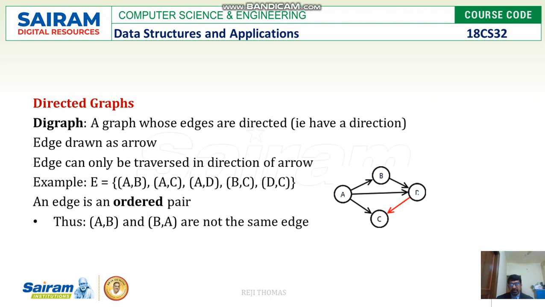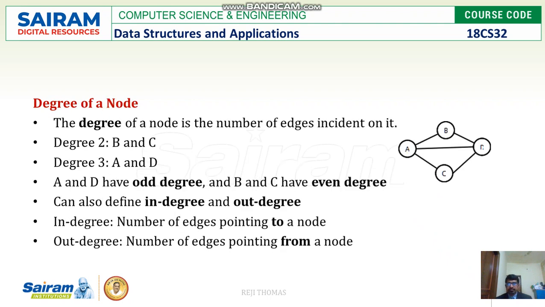So look at the edges. An edge is an ordered pair. So we can see that A comma B is not the same as B comma A. They are not the same edges.